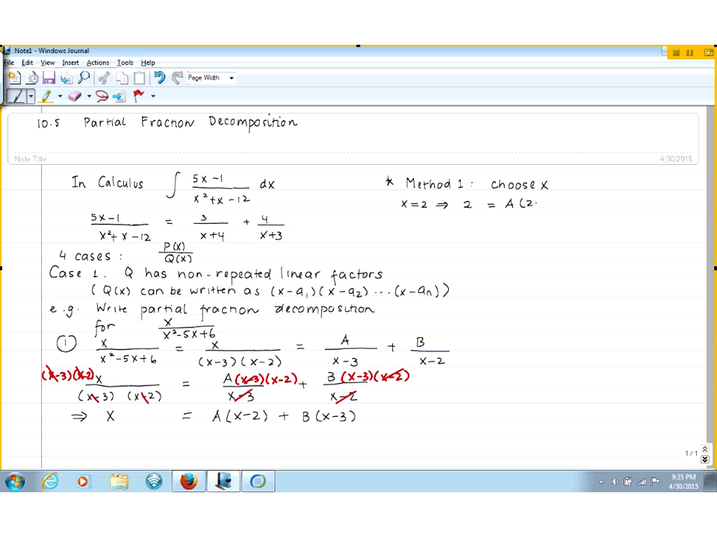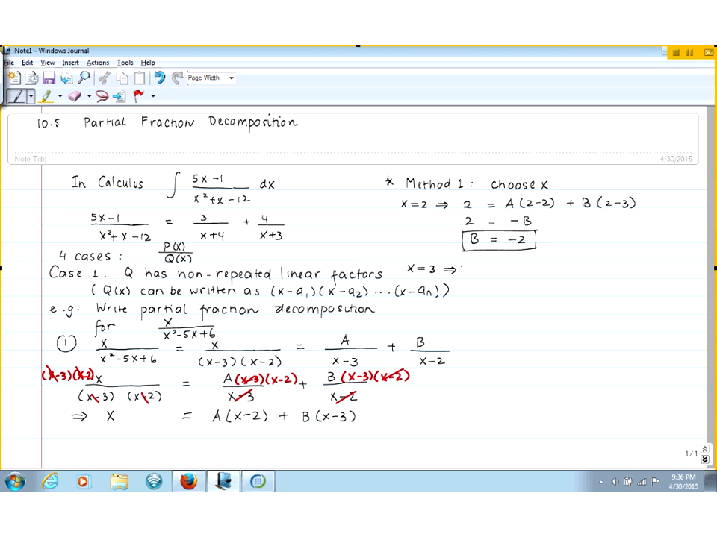When x is equal to 2, 2 is equal to a times 2 minus 2, which is 0, plus b times 2 minus 3. So 2 minus 2 is 0, so that term goes to 0. b times negative 1 is negative b, so b is equal to negative 2. We made a good choice for x because we eliminated one variable, so it's easy to solve for b.